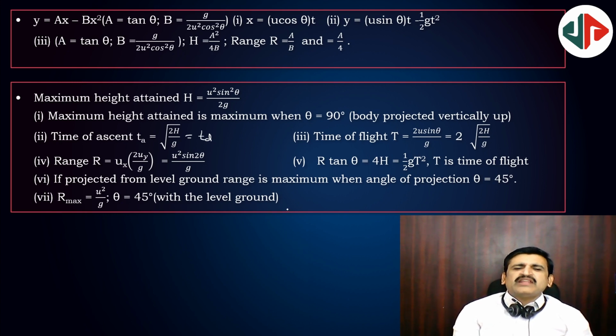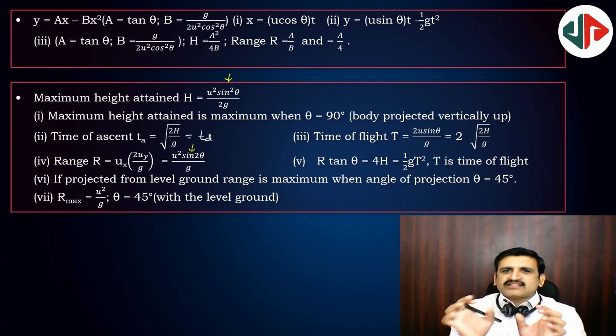See, many people get confused with maximum height and range. This is sine square theta, this is sine 2 theta. That minute difference you need to understand. u square sine square theta by 2g, and u square sine 2 theta by g. So better you write these two formulae on paper side by side 5 times and practice, so that these things will help you in the higher classes also.